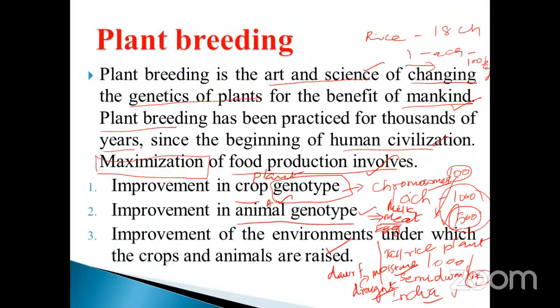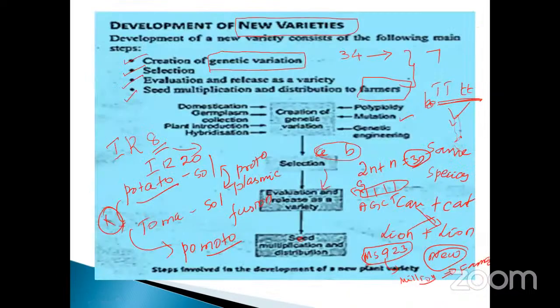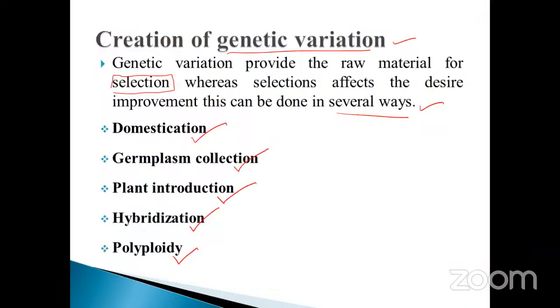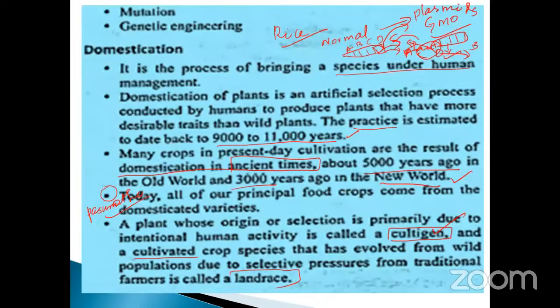First of all, plant breeding. What are the steps? Note it down: crop genotype, animal genotype, and the environment under which crops and animals are raised. Development of a new variety: creation of genetic variation, selection, evaluation and release as a variety, seed multiplication, and distribution to farmers. These steps are very important. Then how genetic variation is created: domestication, germplasm collection, plant introduction, hybridization, polyploidy, mutation, genetic engineering.